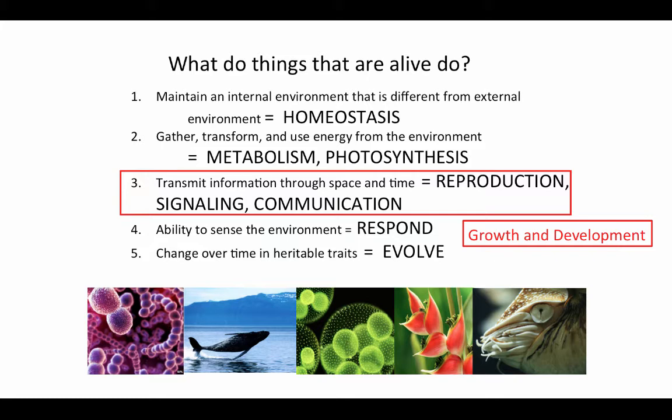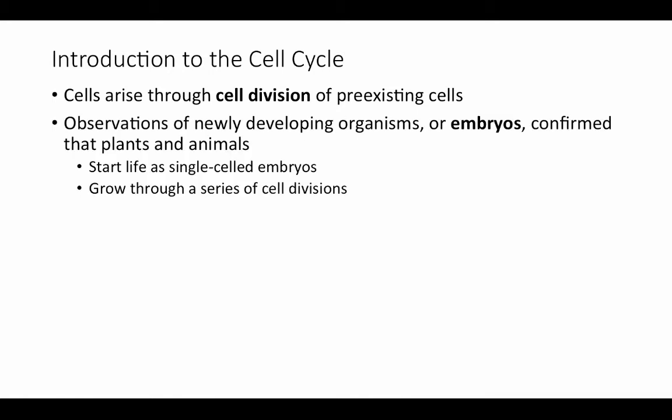genetic information, and transmitting it to two daughter cells to make sure that that information is carried on intact through generations. So it's also going to be very important to this essential corollary to reproduction, the idea of growth and development. Cells arise through cell division of pre-existing cells. Cells can only come from other cells that existed before.